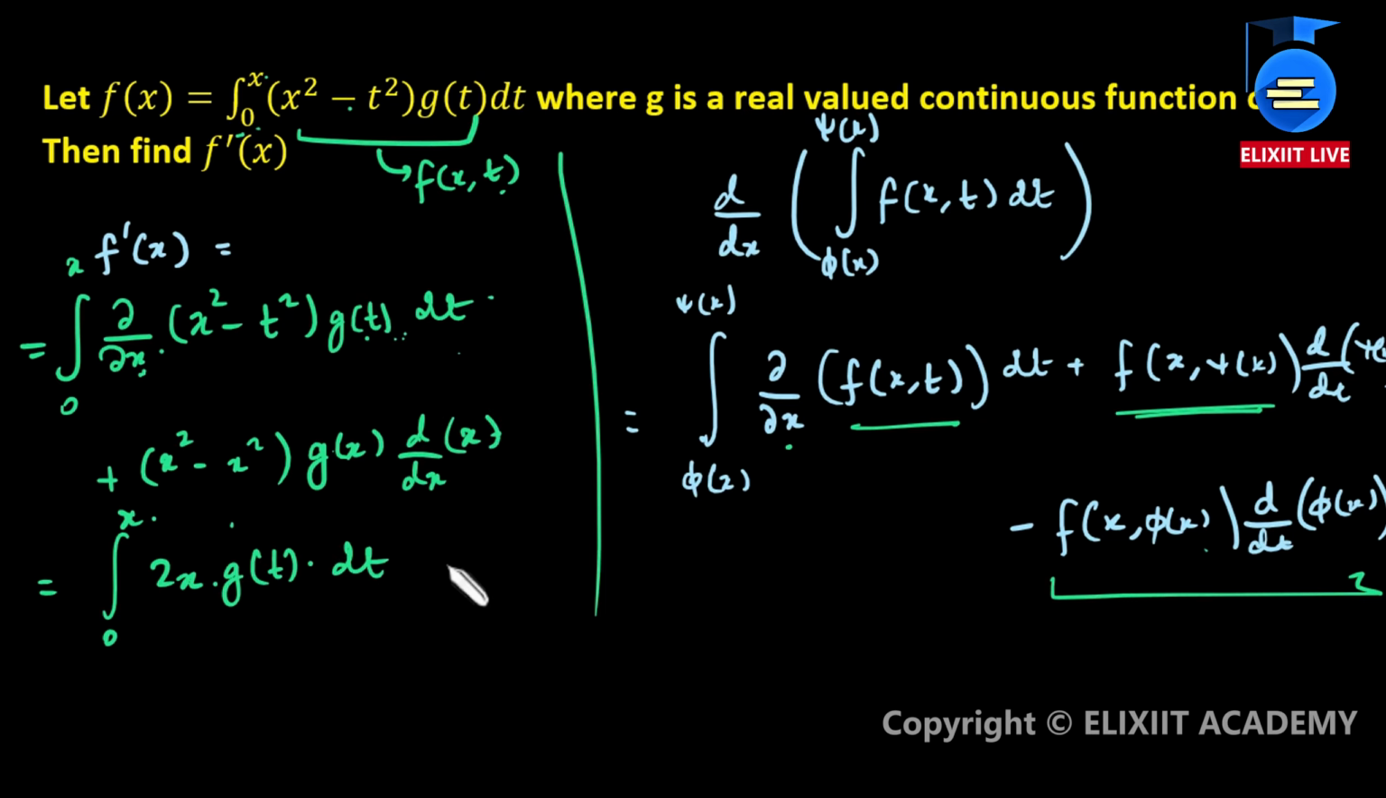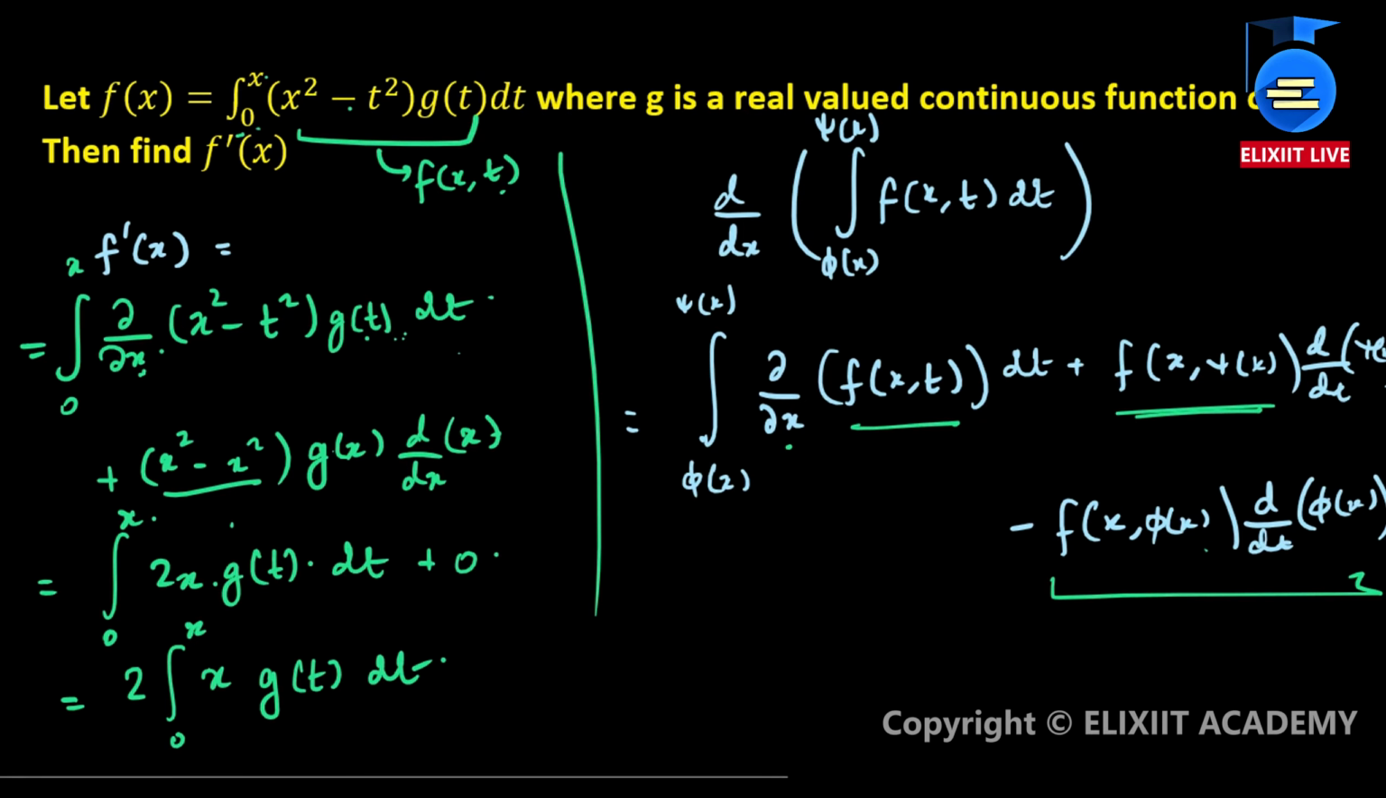And this part will also be 0, isn't it? This part will also be 0 because x square minus x square is 0. So what I have from here is 2 times integration 0 to x, take this 2 outside, x g of t dt. Now x also you can take outside, you don't need to take this x inside because the integration depends on t variables, right? x also you can take outside, so 2x into this thing. Okay, this is your differential result basically, 2x into integration 0 to x g of t dt. This is your f dash of x.